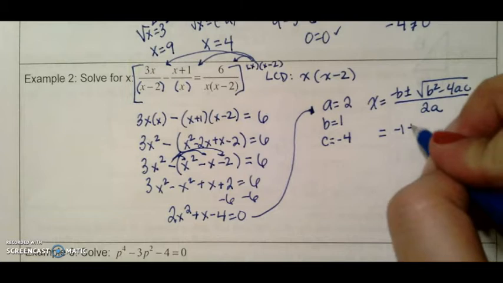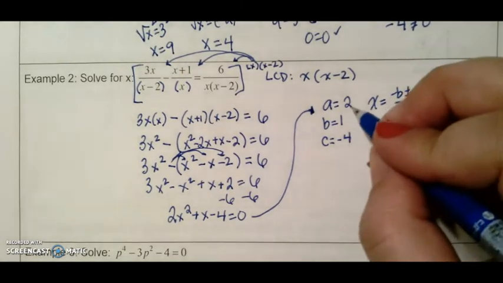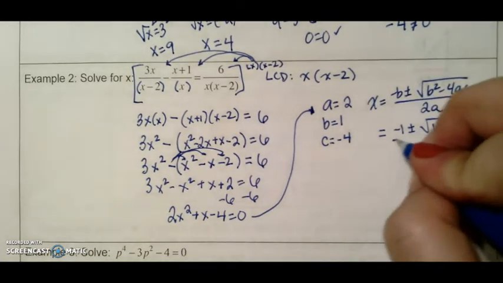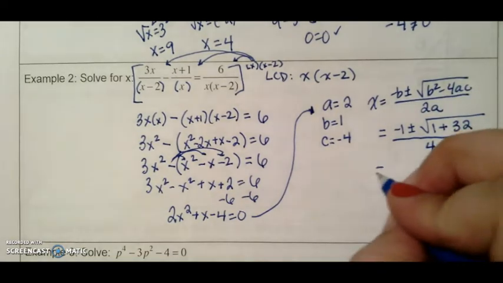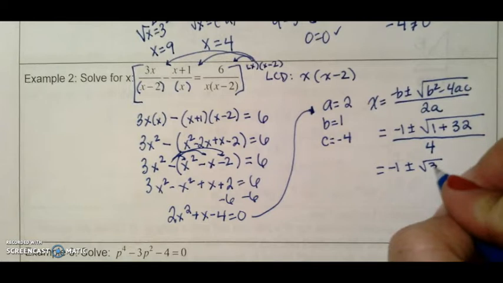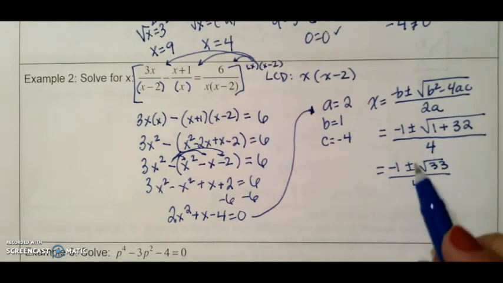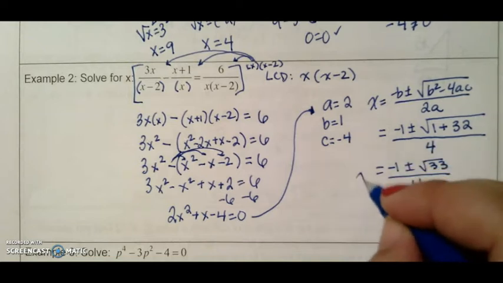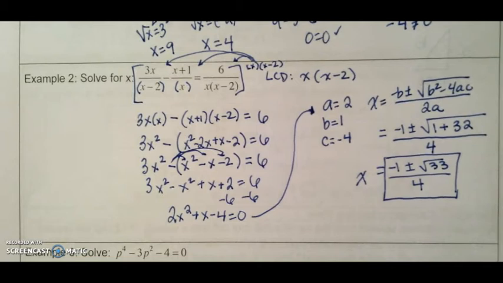So we get negative 1 plus or minus the square root of 1 squared minus 4 times 2 is 8 times negative 4 is plus 32. Divided by 2 times 2 is 4. So then we have negative 1 plus or minus the square root of 33 divided by 4. My radical is as simplified as it can be, 3 times 11, so no common factors there. And I can't simplify any factors out of my numerator or denominator. So x has the values negative 1 plus or minus the square root of 33 over 4.